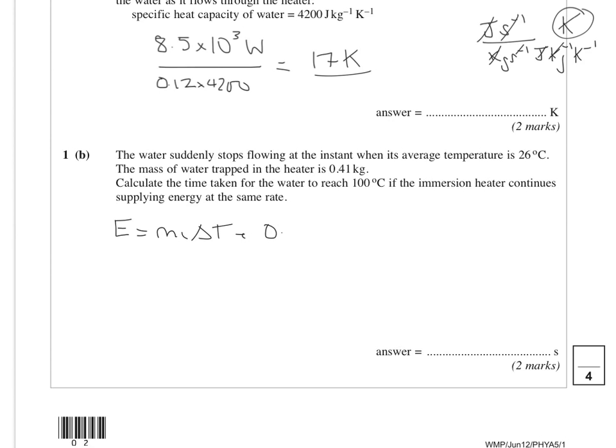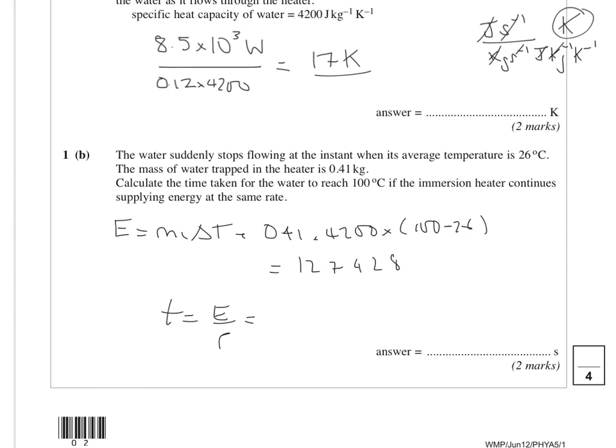So that's going to be 0.41 times 4,200 times 100 minus 26. So let's whack that in the old calculator. So we've got 100 minus 26 times 4,200 times 0.41 is 127,428. So time is energy divided by power.